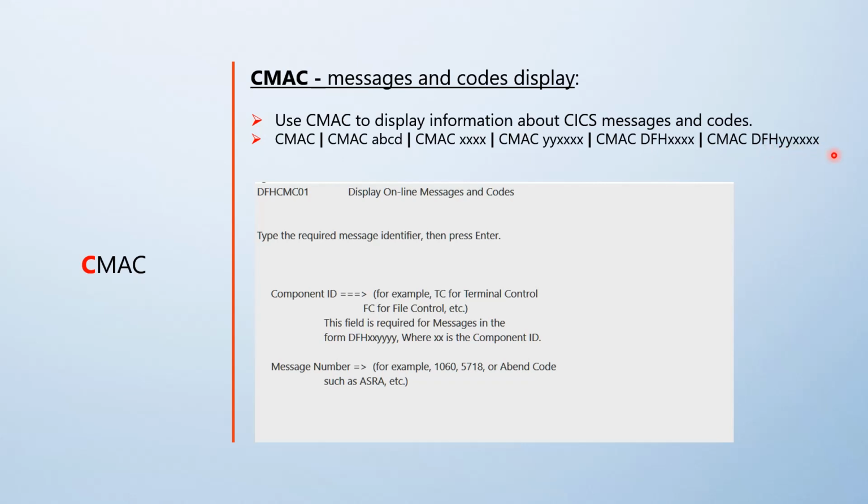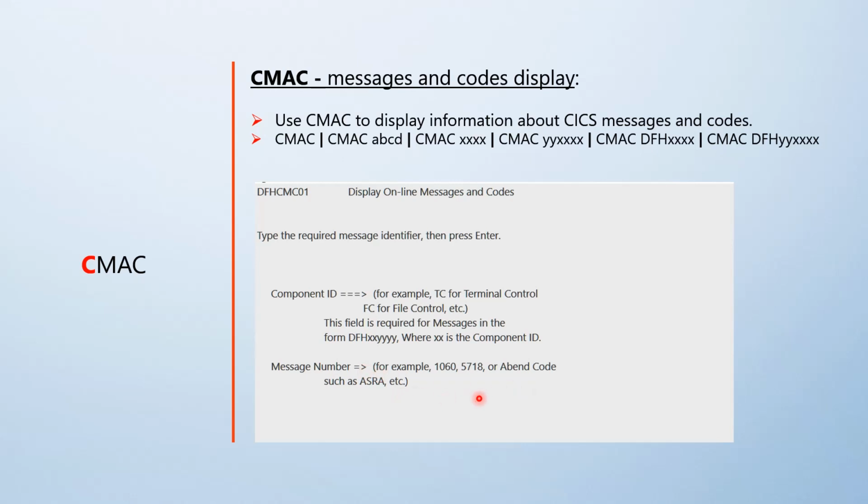Okay, so each CICS message will be of this type. I mean, this is the syntax or full form of your CICS message. All CICS messages start with DFH, followed by the 2 letter component ID or the domain ID, and then followed by the 4 digit number. You can use any of these forms, or if you're not able to remember, no problem. You can just type in CMAC and you get this nice little screen wherein you can type in the component ID or the message number or the abend code itself.